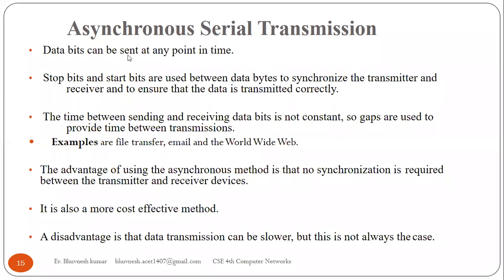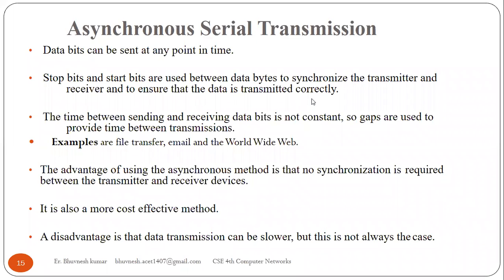Data bits can be sent at any point in time. The next point is that start bit and stop bit are used in asynchronous serial transmission. If your data is in the form of 8 bits, before those 8 bits there is a start bit, and after the data there is a stop bit, meaning a total of 10 bits. The first one is the start bit and the last one is the stop bit. Start bit and stop bit are used between data bytes to synchronize the transmitter and receiver and to ensure that the data is transmitted correctly.